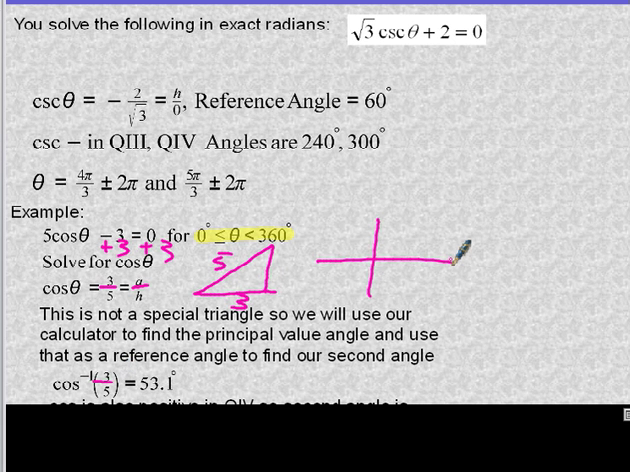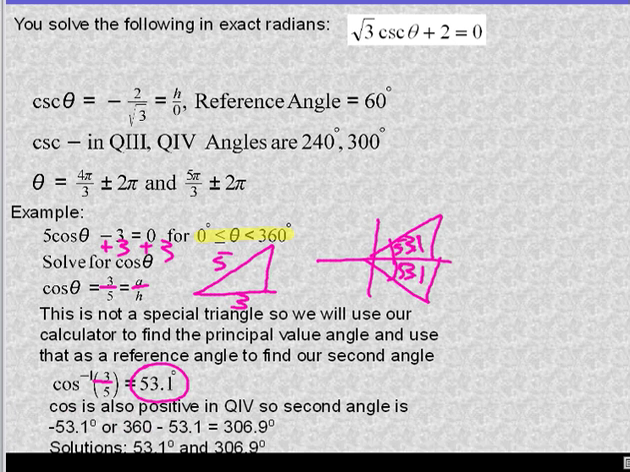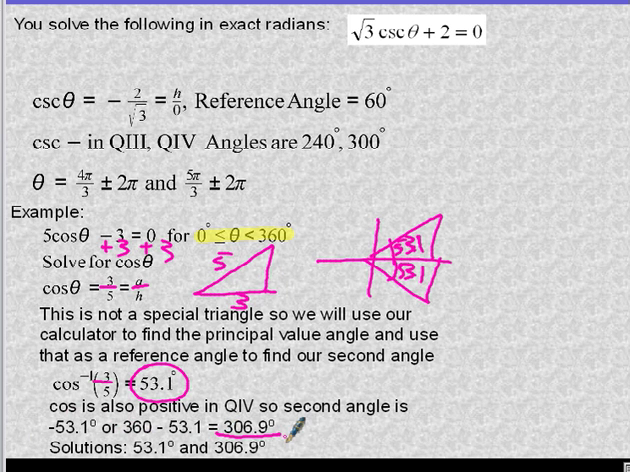What did we get? We got the one in quadrant 1. Where else is cosine positive? It's positive in quadrant 4. This is basically our reference angle, so that means we have a 53.1 degree reference angle. So that means the actual angle is 306.9, or you could say negative 53.1 degrees.